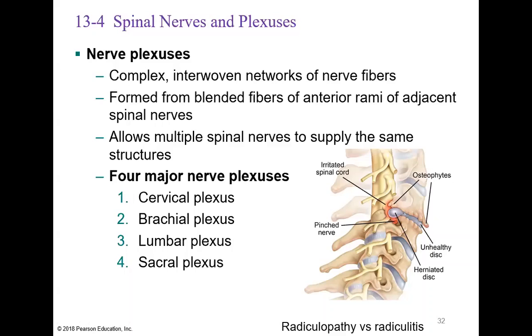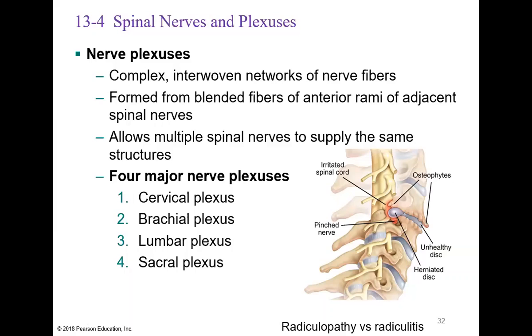A compression of the spinal nerve root that then causes pain or interference to normal function because that spinal nerve cannot efficiently communicate with its associated structures. So radiculopathy is due to compression of a spinal nerve that can then lead to things like pain or interference with proper function because that spinal nerve can no longer communicate with its associated structures.